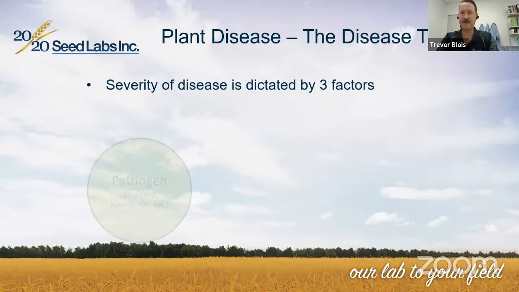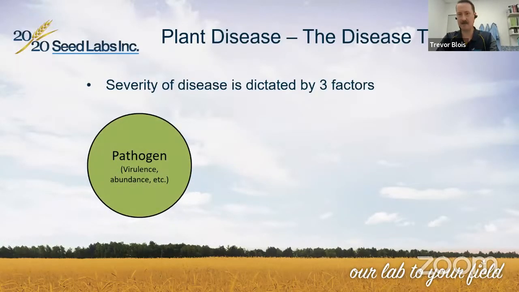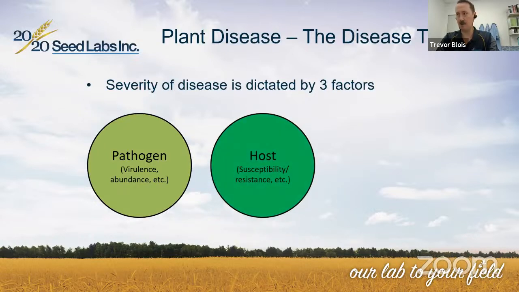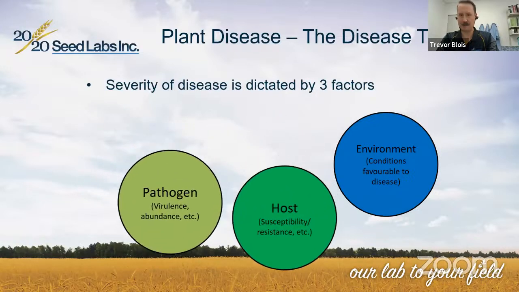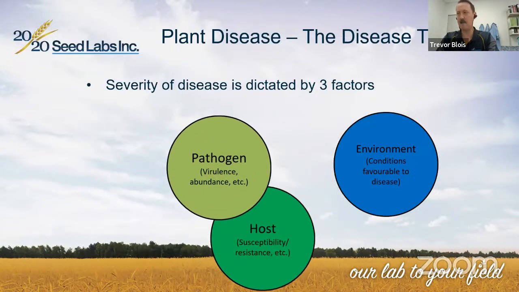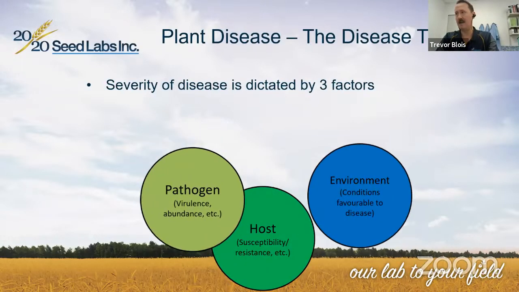Disease is dictated by three factors. So you've got your pathogen, and this can include factors such as virulence and abundance of the pathogen, your host, so susceptibility or resistance, and then environment, which is conditions favorable for disease. So if your pathogen and host are in close contact, but the environment's not ideal, you're not going to see a whole lot of disease.